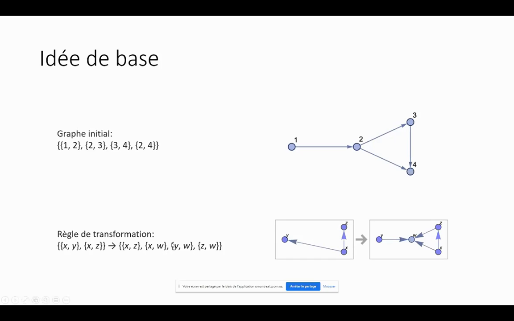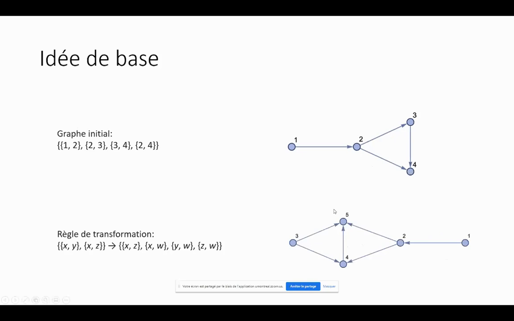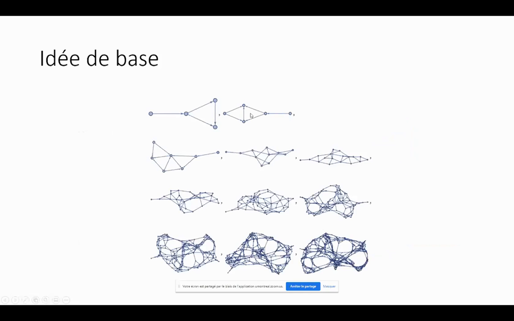La règle en tant que telle n'a pas tellement d'importance, c'est arbitraire. Ici, lorsqu'on a un point X qui pointe vers Z et vers Y, on le transforme pour donner ce qu'on a ici. Appliqué sur ce graphe simple-là, on a le point 2 qui va vers 3 et vers 4. On peut appliquer la règle pour obtenir un nouveau graphe que voici. L'idée, donc, c'est d'appliquer ça encore et encore pour former un système de plus en plus complexe.